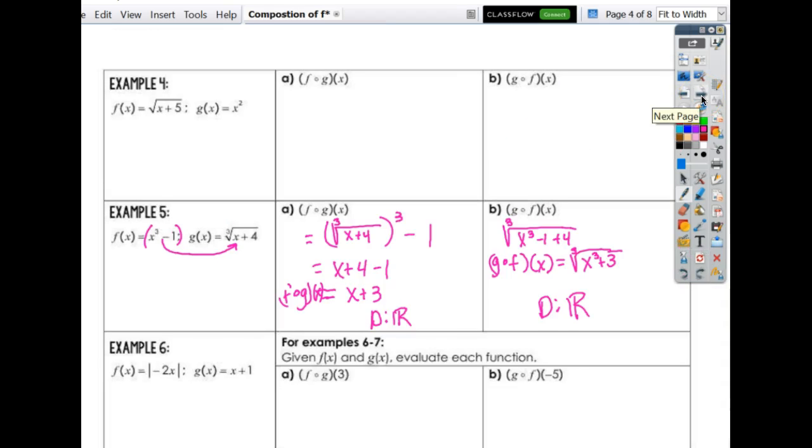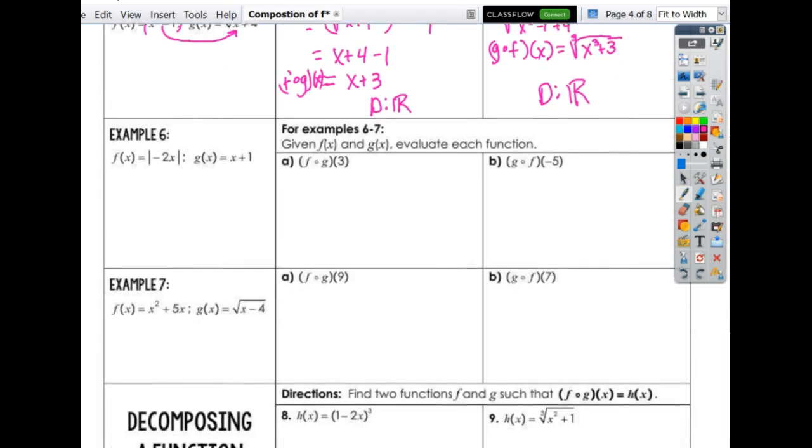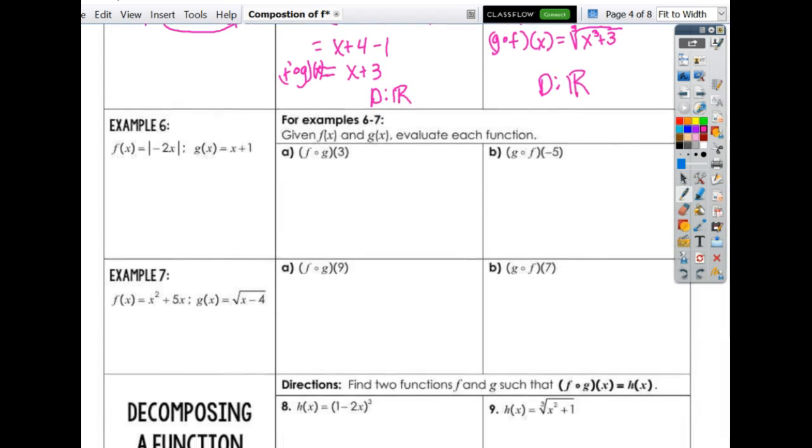Okay. We're almost done. So what's different about this example? This time they give you a number, right? So take that 3 and put it in G to start. And then once you get that number, you go back and put it in the F. Yeah, we did it last year. So this is -8. The absolute value turns it +8.